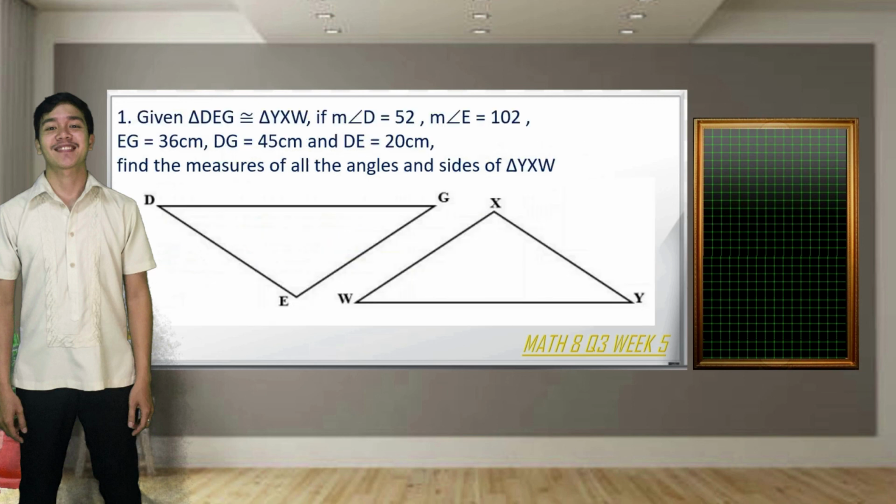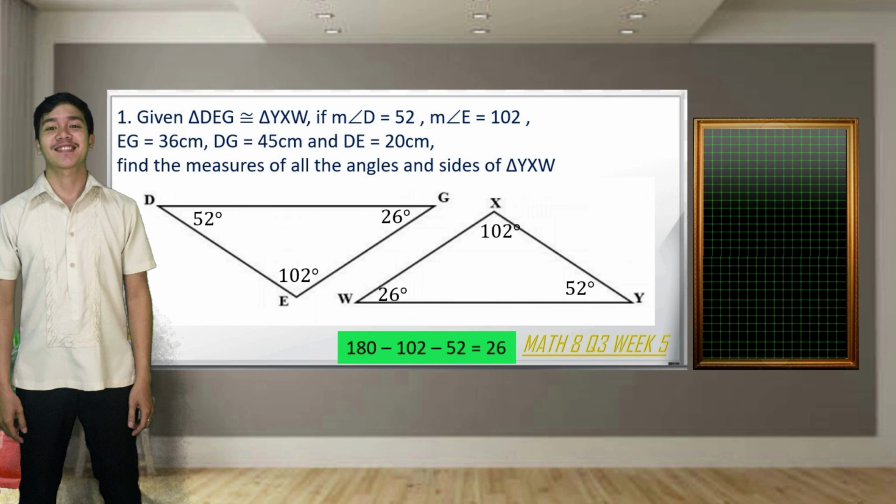Let us write the given values. Angle D is equal to 52. Then, angle Y is also equal to 52. Angle E is equal to 102. Then, angle X is equal to 102. To find the value of angle G, we need to subtract 102 and 52 from 180. If angle G is equal to 26, then angle W is also equal to 26.